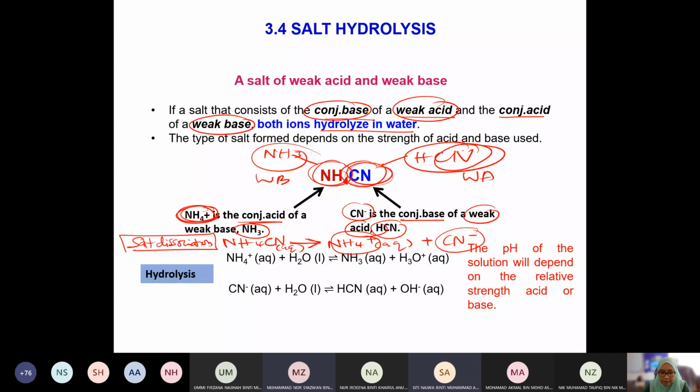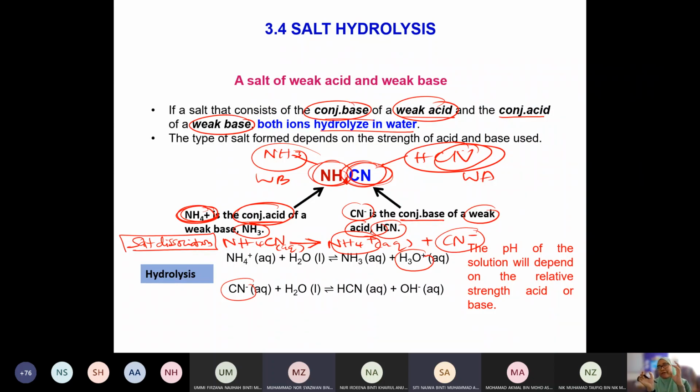So NH4 plus reacts with water. This is the conjugate acid of the weak base, so it is an acid and it should produce H3O plus. CN minus is the conjugate base of the weak acid. Is the conjugate stuff confusing? You have to be quick. When we talk about a weak base, what is its partner? If it is a weak base, its partner is the conjugate acid.